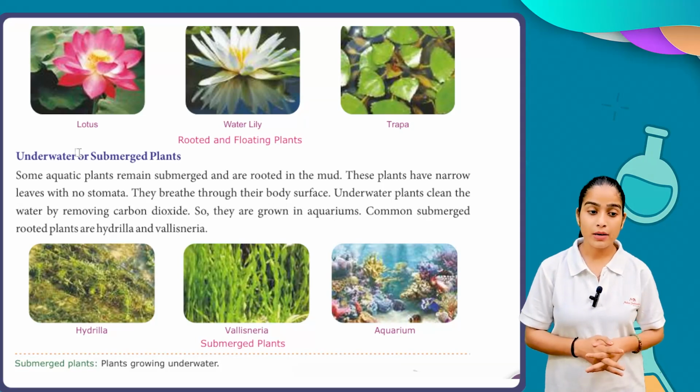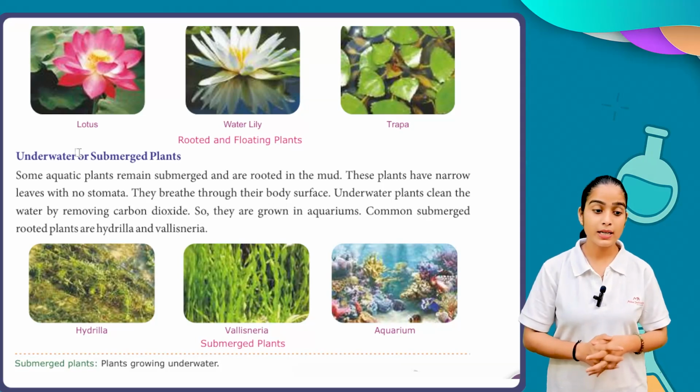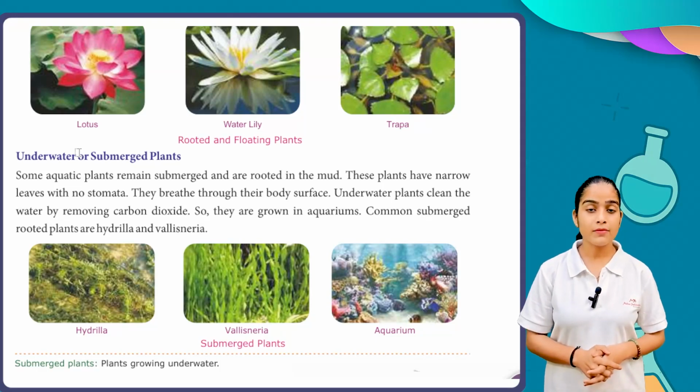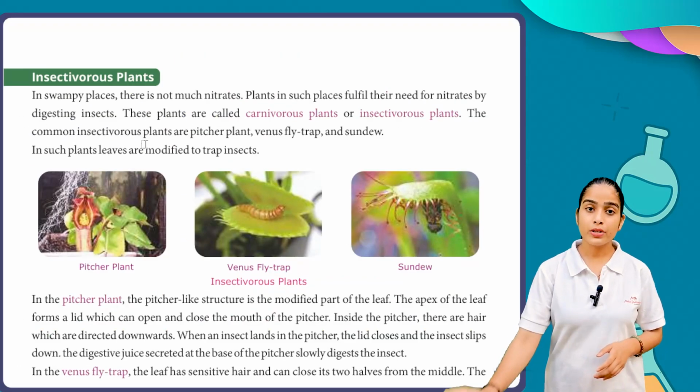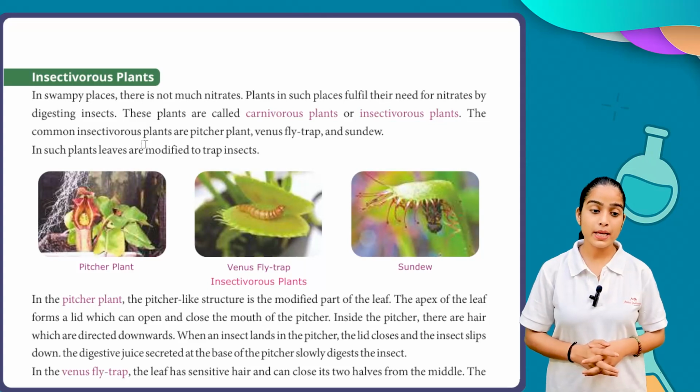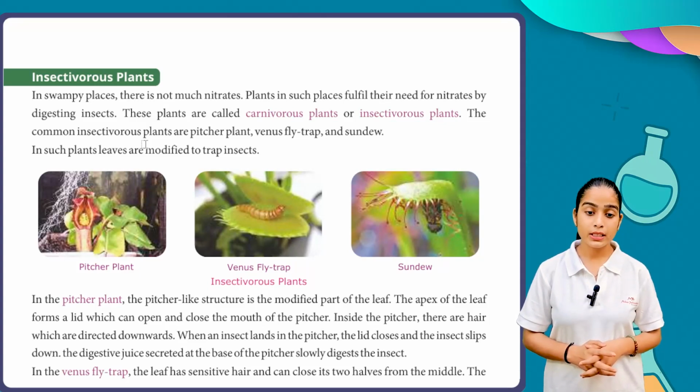And we have the examples for the underwater or submerged plants. We have Hydrilla and Vallisneria. Now, insectivorous plants. In swampy places there is not much nitrate. Plants in such places fulfill their need for nitrates by digesting insects. These plants are called carnivorous plants.